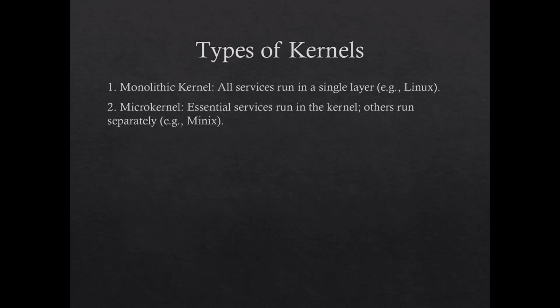Types of kernels. First is the monolithic kernel and second is the microkernel. In monolithic kernels, all services run in a single layer, for example Linux, and in the microkernel, essential services run in the kernel and others run separately, for example Minix.